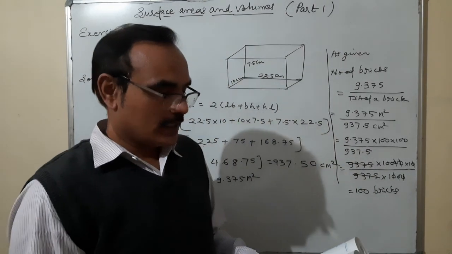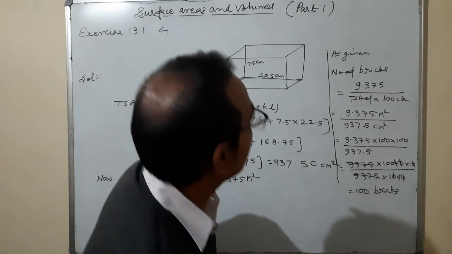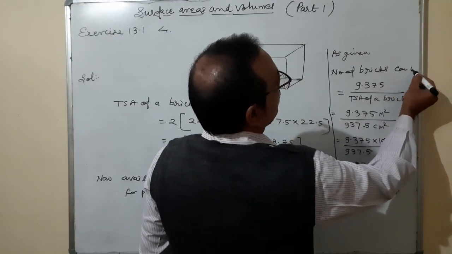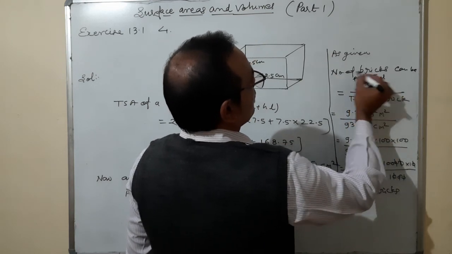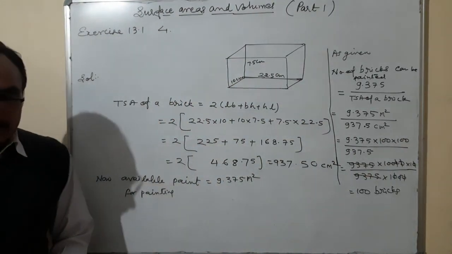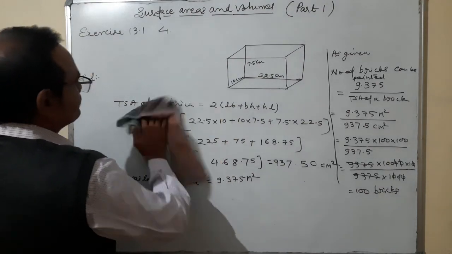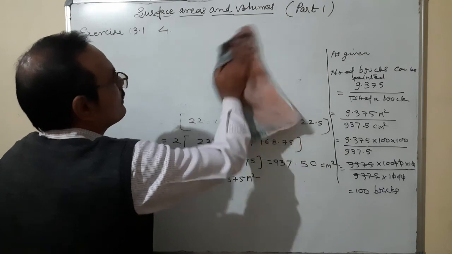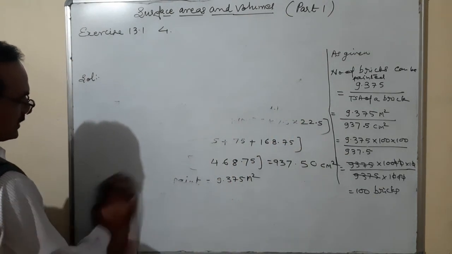Okay. So they are asking how many bricks of this dimension can be painted. So the number of bricks that can be painted is equal to this. Okay. That is question number 4. After this, one more question I am taking from this exercise.